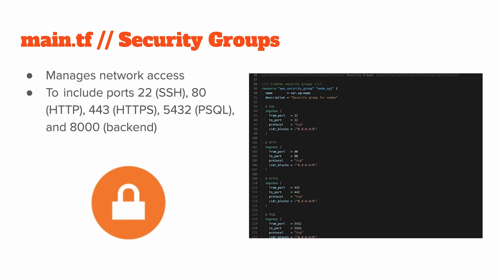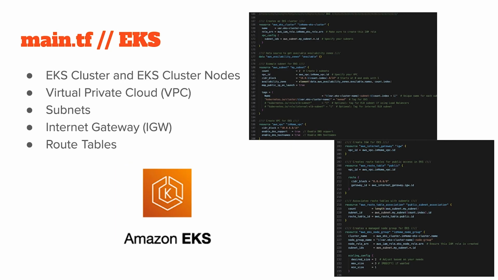Our next section contains our security groups. These security groups allow us to manage network access to our resources, specifically for our RDS instance and our EKS cluster, to include ports 22, 80, 443, and 5432. Our EKS section creates our EKS cluster and EKS cluster nodes, as well as a virtual private cloud, subnets, internet gateway, and route tables for the cluster.